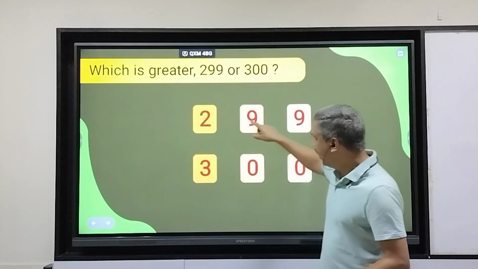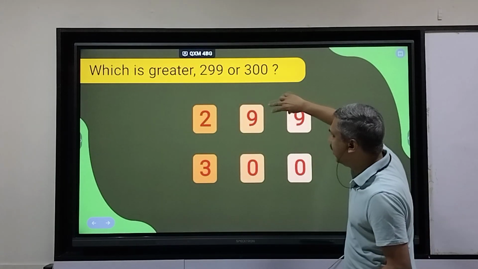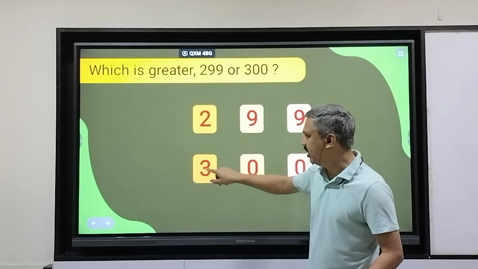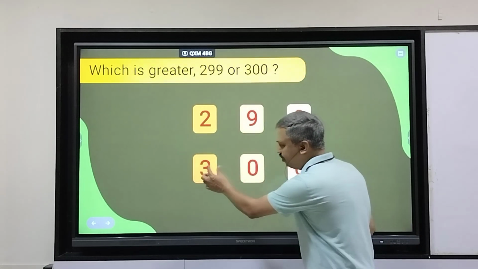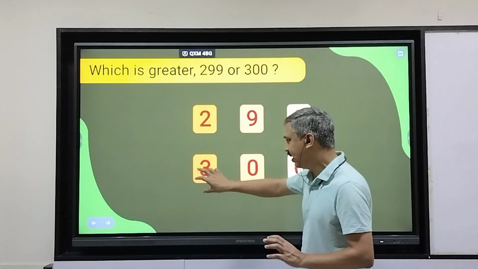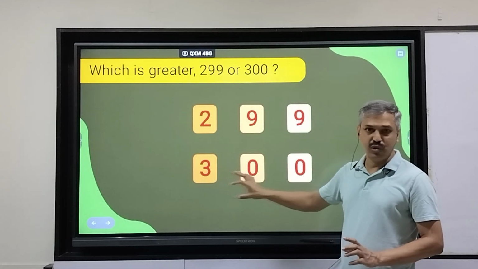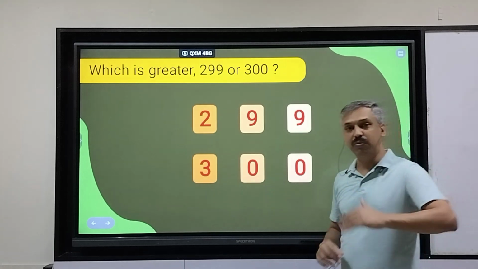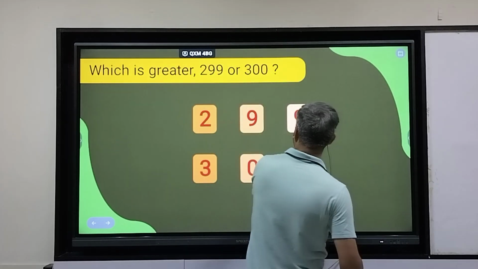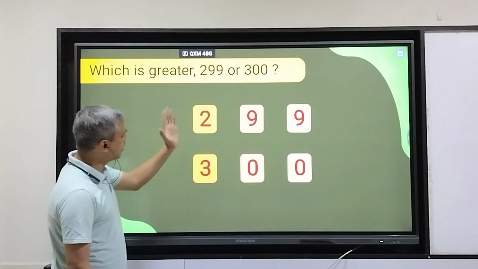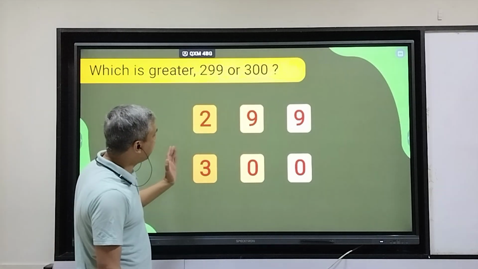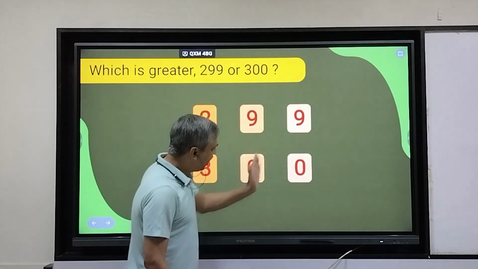Now clearly, in 299, the two digits are greater here. This is 0. But this number is greater because 3 and 2, 3 is greater. And if your digit in the more important place is greater, then that number is greater. So we don't compare every digit. We compare starting from the most important digit. And that is why we start from the left towards the right. What is there on the left is the most important digit, the digit that has maximum value. And from here, we are going towards the right. The value will keep on reducing.